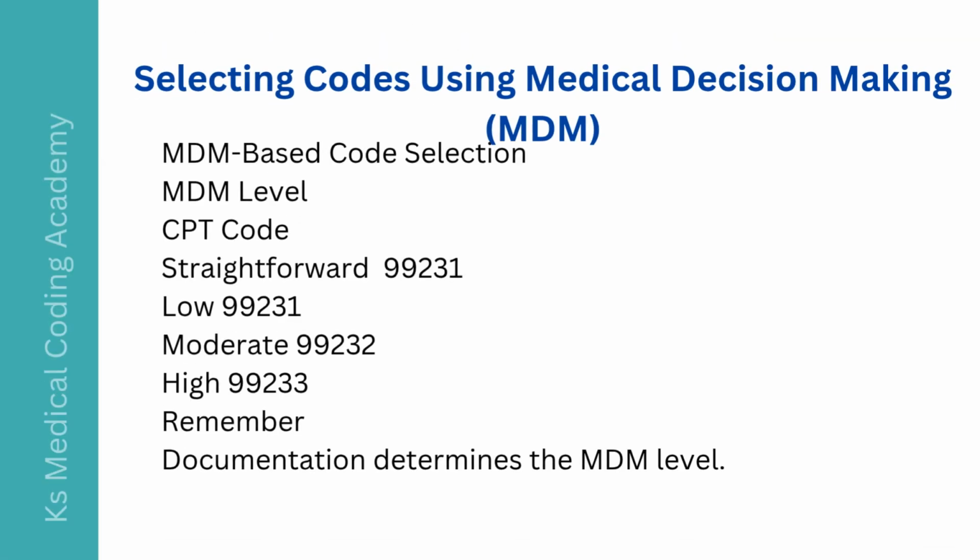When coding subsequent hospital care using medical decision-making, CPT recognizes 4 MDM levels. Straightforward and low MDM are reported with CPT 99231. Moderate MDM is reported with CPT 99232, while high MDM is reported with CPT 99233. The physician's documentation of the patient's problems, data reviewed, and risk determines the correct MDM level.